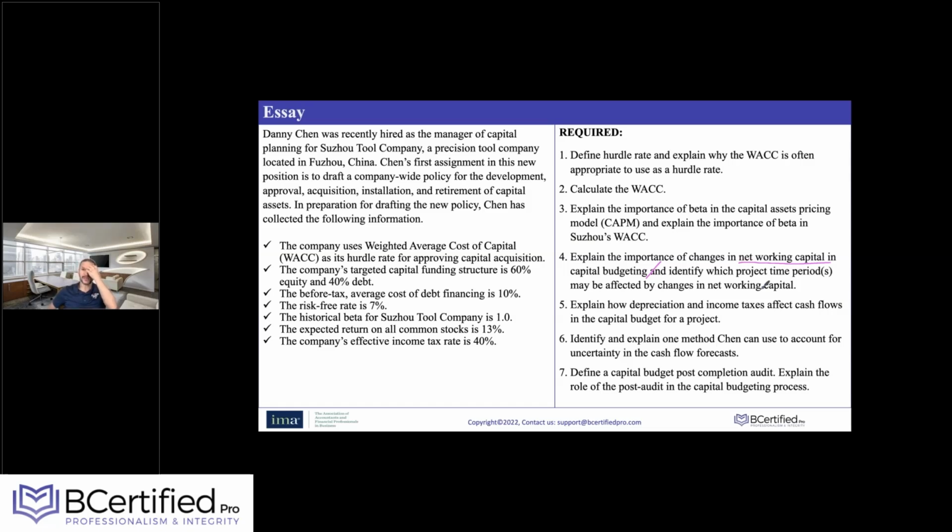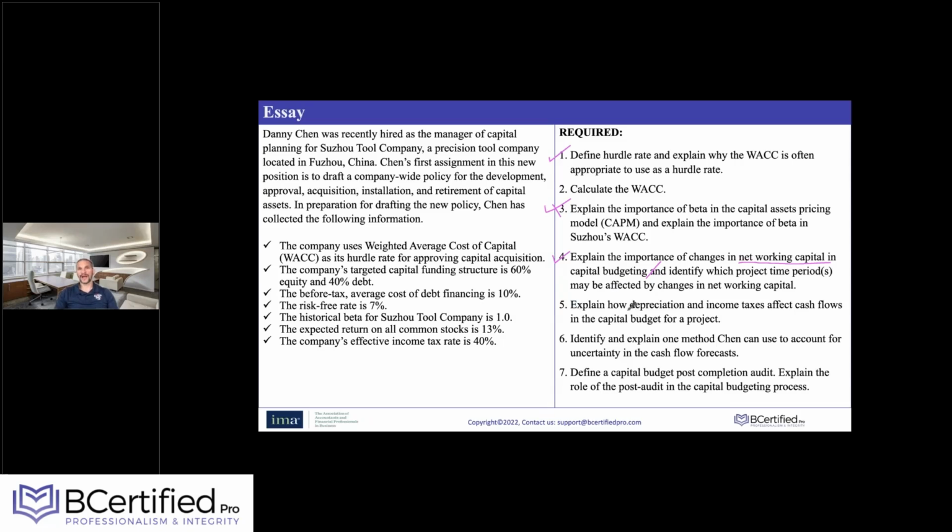Which time periods? Mostly it can affect all time periods. However, the most sensitive or affected periods are the initial investment, which is time 0, and the terminal cash flow, which is the last after you close the project. Okay, so I already answered number 3. By now, I answered half of number 3, all of number 4, and all of number 1.